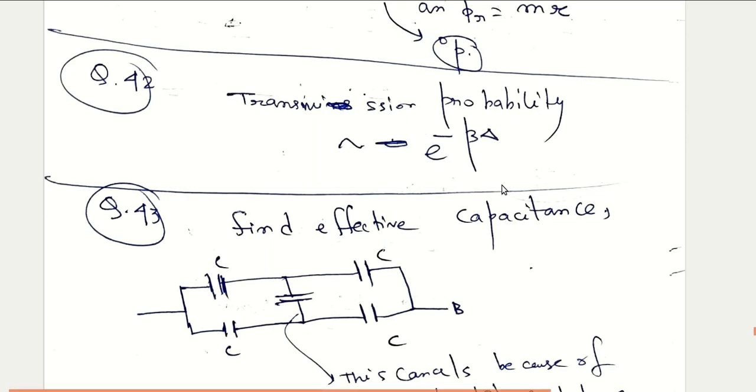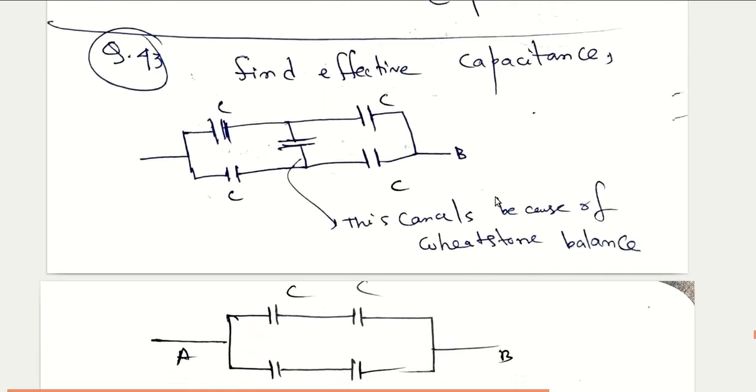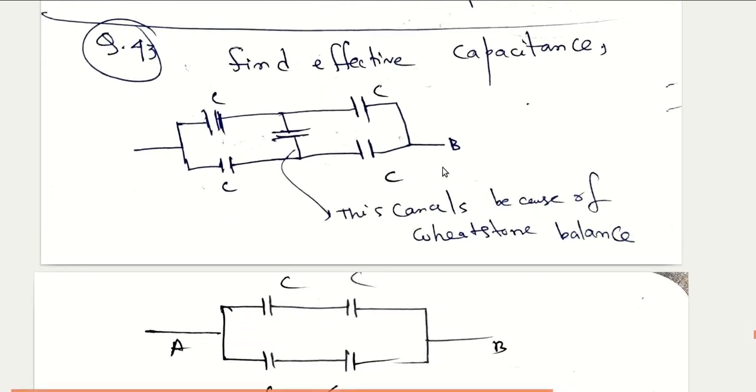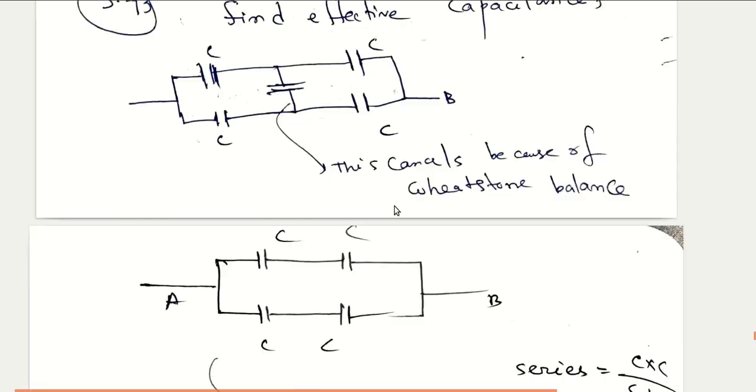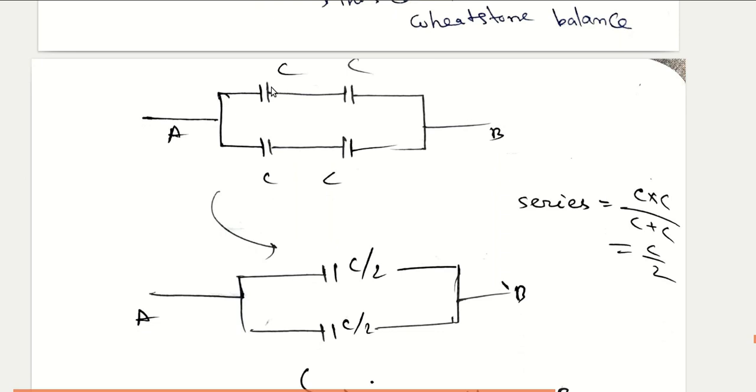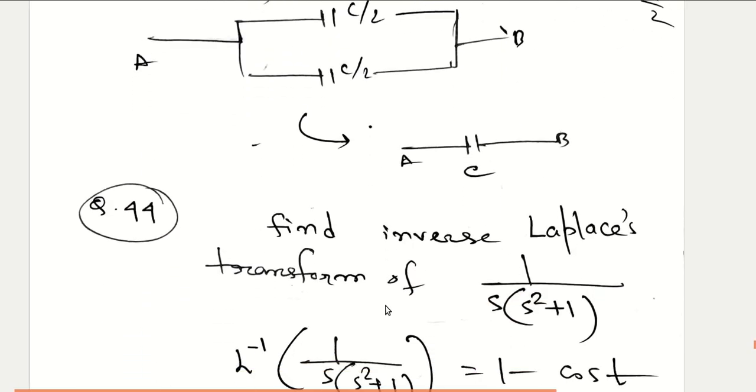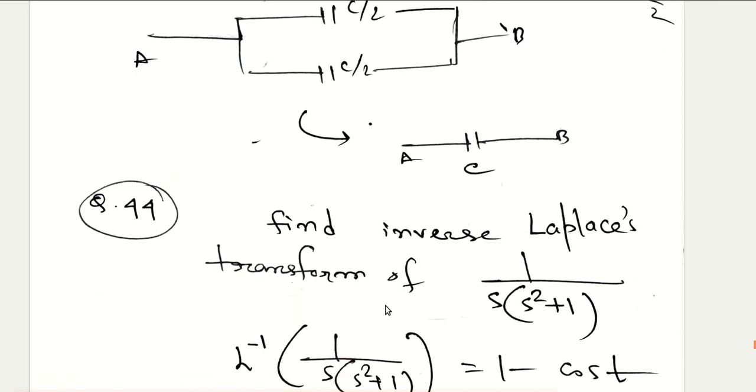In this question you need to find the effective capacitance. You have capacitors, all of them C, so this will cancel out because of the Wheatstone bridge balance, and these two and these two will remain. These are in series, so C times C by C plus C will be C by 2, this will also be C by 2, and these are in parallel, so C by 2 plus C by 2 will be equal to C. So the effective capacitance will be C.